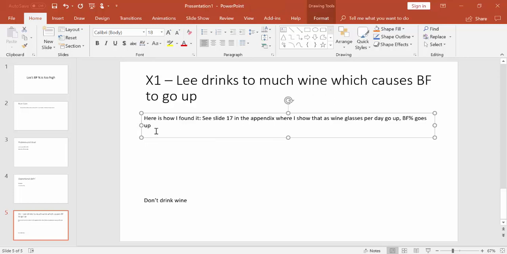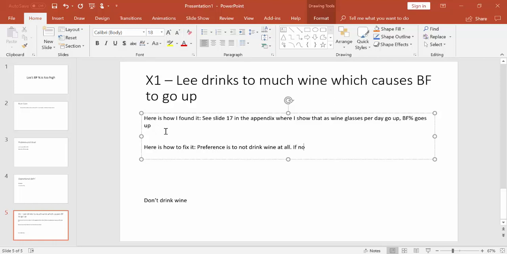And then what I want to hear is here is how to fix it, right? So the preferred solution is to not drink wine at all.